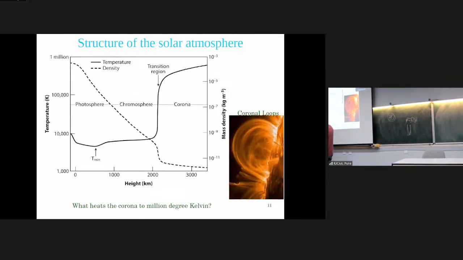If you now go into the solar atmosphere, that is what I was talking about. The temperature drops a little, but then it has a sharp transition to a rise. This is the corona, chromosphere, photosphere.